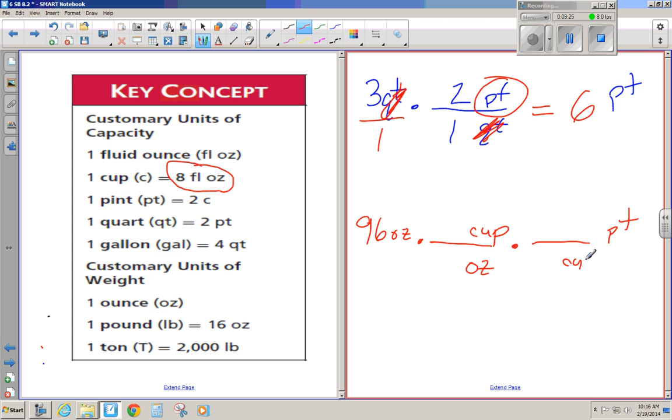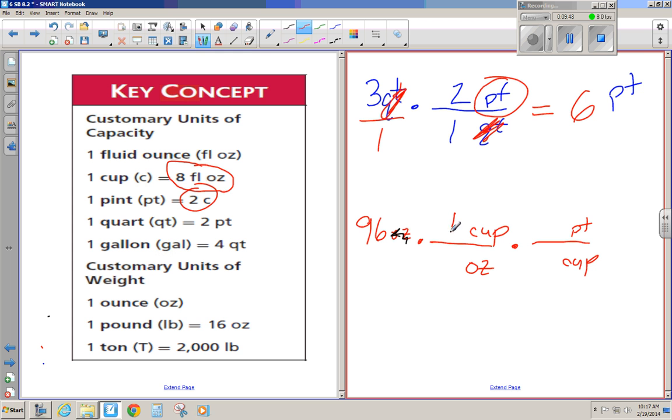Cups have to go down low because we want them to cancel out. And up top, we're using cups and pints. And so now we do have where we're trying to get to. So, what cancels out here? The ounces cancel out. Oh, I'm sorry. We first need to put the numbers in.